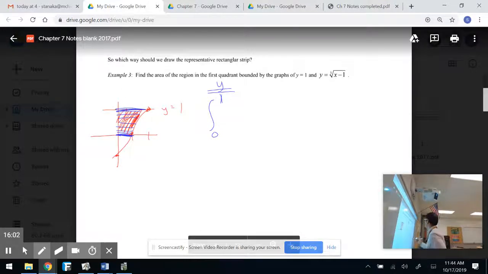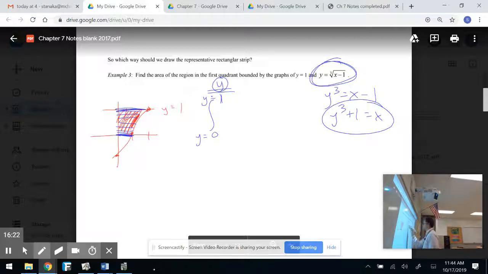And what is the right? Well, the right is this curve, but there is an issue. That is in terms of x's, and we just said y's, right? So this has to have y's. But guess what? Let's just cube both of those sides. Oh, sweet, I got rid of that. And then just add 1 to both sides. Oh, that's not too bad. There we go. So that is the right.